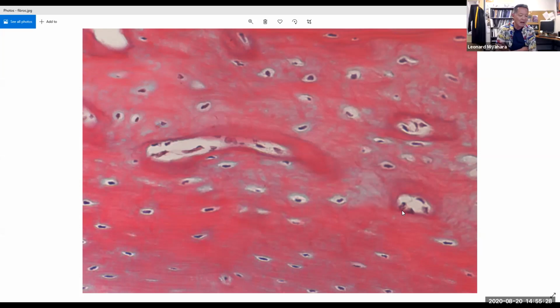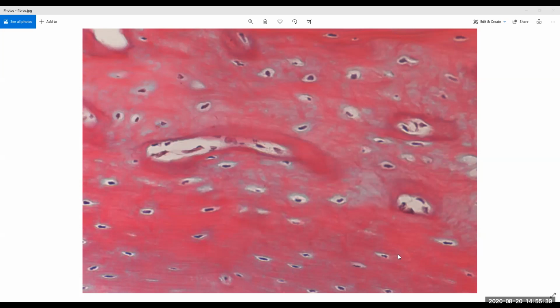Do you see black fibers? No. Do you see roughly horizontal parallel pink fibers? Yes. This is fibrocartilage. All right, just a couple more here.